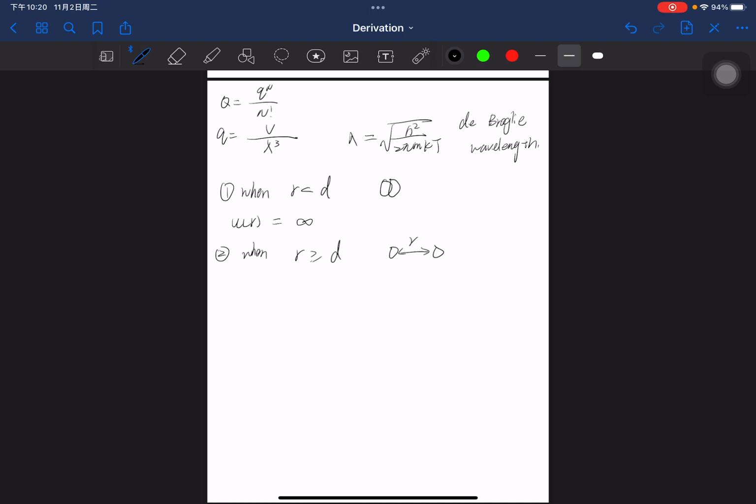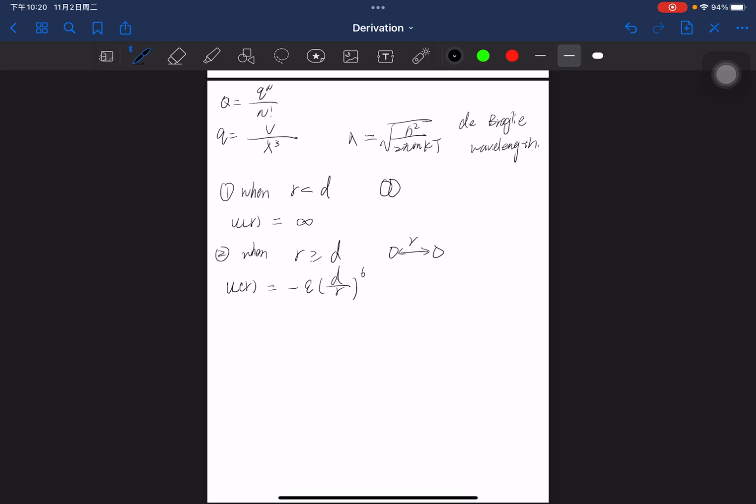At this time the interaction can be expressed as negative epsilon times d divided by r to the 6th.